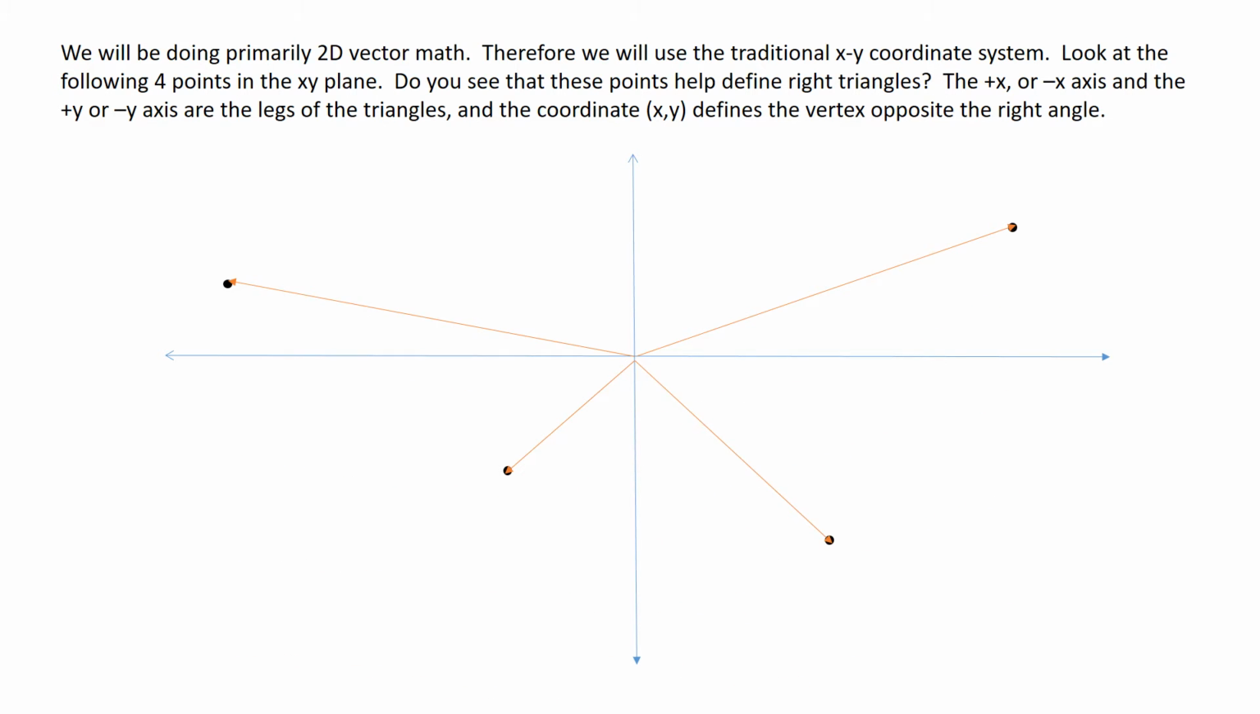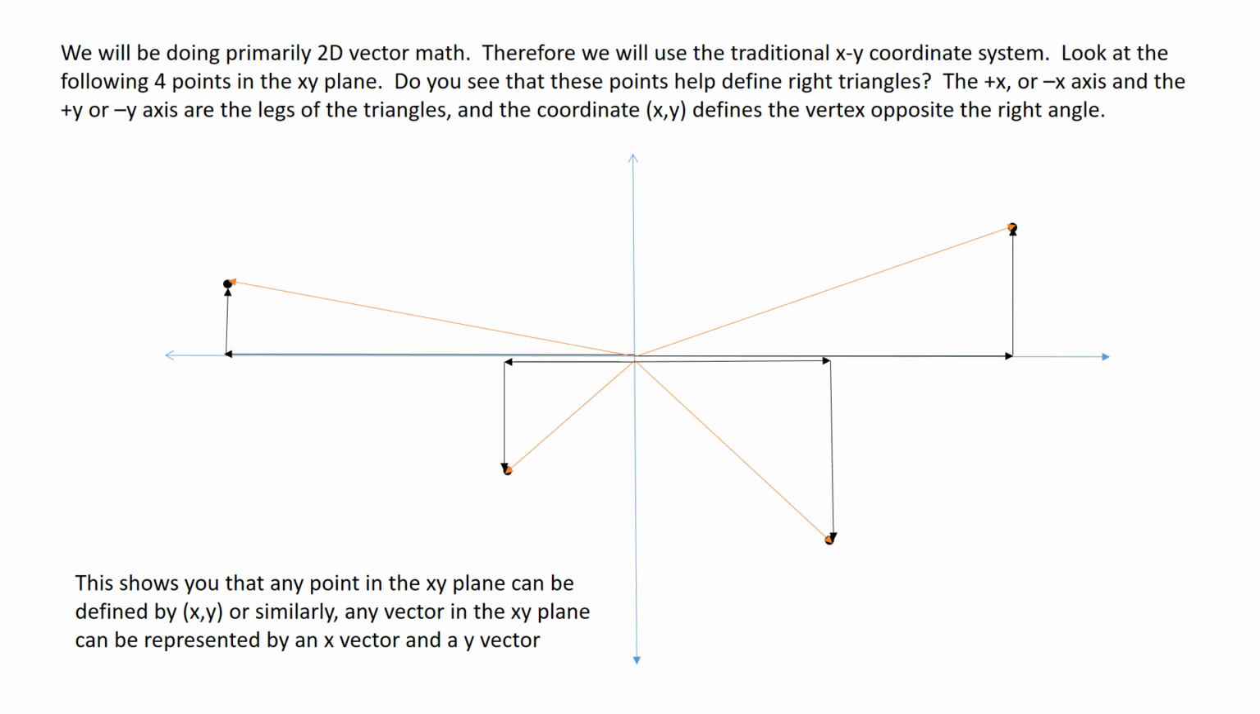So here are my 4 vectors pointing to those points out there. Here are the right angles, or the other vectors I can draw in there. Notice I've made right triangles. I always have vectors along the x-axis pointing either plus or minus x, and then other ones pointing in the plus or minus y direction. Remember, they don't have to be along the plus or minus y-axis directly. They can be parallel to it as long as they're the same length and point in the same direction. This should show you that any point in the xy plane can be defined by x comma y, or any vector in the xy plane can be represented by an x vector and a y vector.